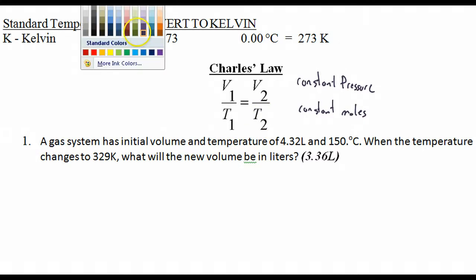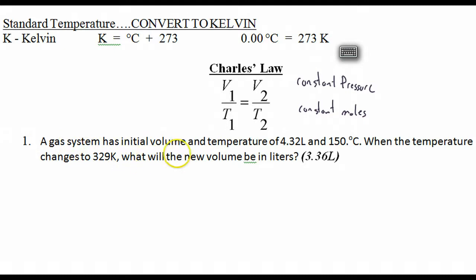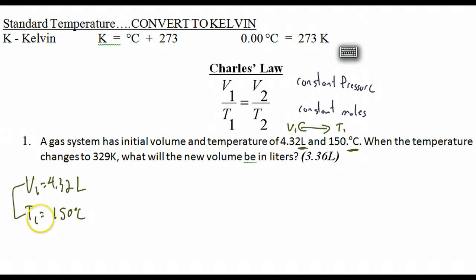And so we read the equation, trying to decode it as best we can. Gas system has an initial volume of, there's liters, so that's my V1, 4.32, and my Celsius is temperature, and that's T1, equals 150 degrees Celsius. Now the couple things to note is that these happen at the same point in time. That's why it's V1 and T1 as opposed to a V1 or a T2. These happen at the same time, so they get the same subscript, so they are put together.